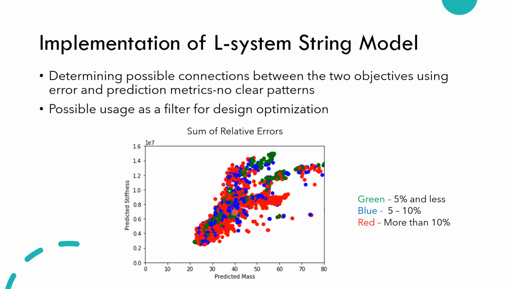So my mentors have discussed the idea of using this model as a way to inform the first generation of designs, rather than starting off with 100 random designs of mass and stiffness, but using it as a filter to pick out on average accurate designs and disregard the bad ones. So this is a possible implementation of the L system string model I developed that can optimize multifunctional material design.